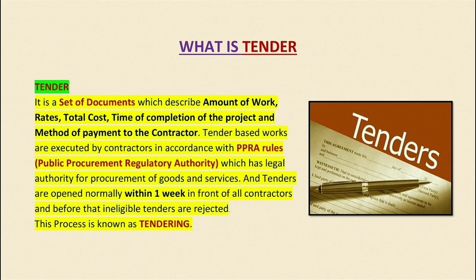And tenders are opened normally within a week. If we give an advertisement in the press, in the newspaper, to call contractors for a meeting, this piece of advertisement is known as tender, and this process is known as tendering. All the contractors are invited within a week, and the tenders are opened within a week in front of all contractors. Before that, ineligible tenders are rejected. Tenders which don't have sufficient documents along with them are rejected. So this process is known as tendering.